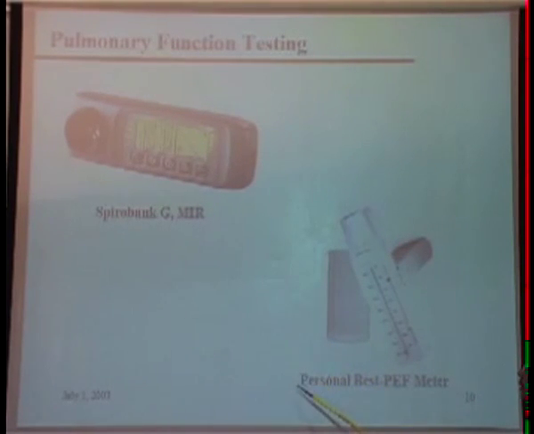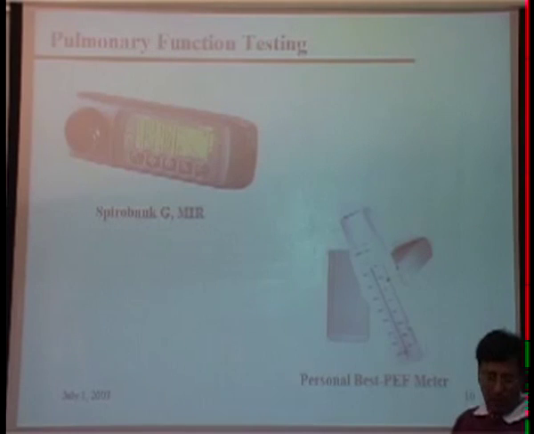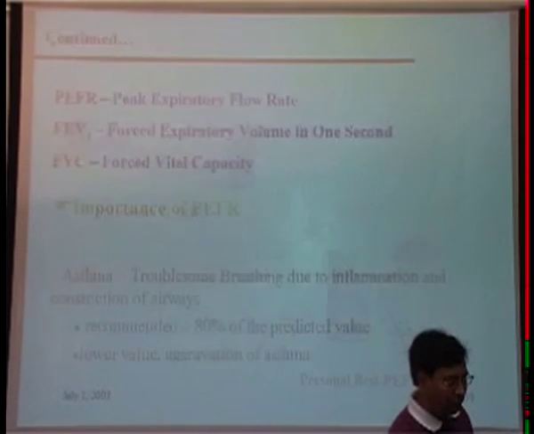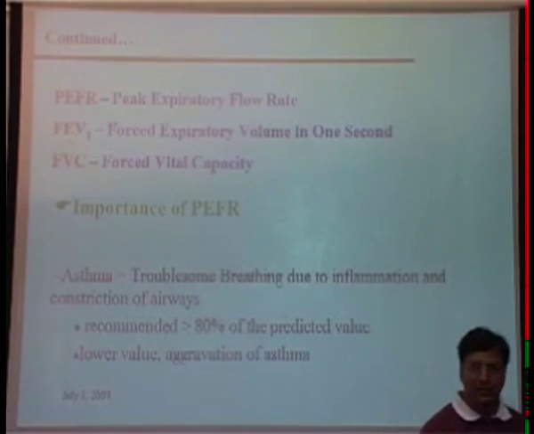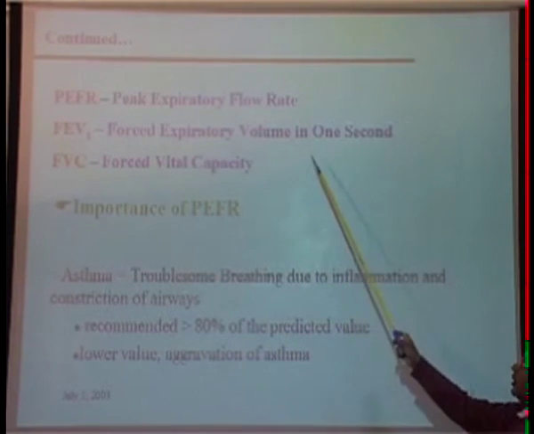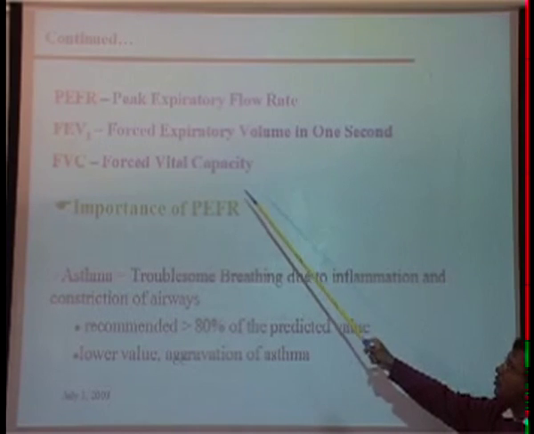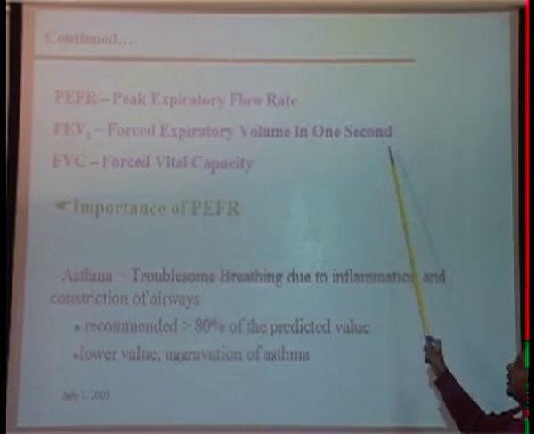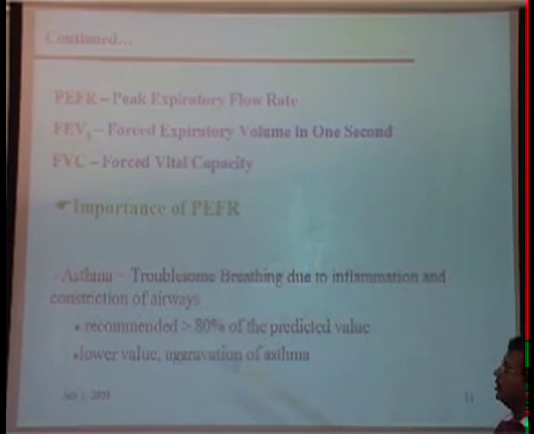So what we might do right now, maybe I should go one step further before we go: what is their significance when it comes to air pollution? Peak expiratory flow rate, which we defined, FEV1 is the forced expiratory volume in 1 second, and forced vital capacity. What is the importance of the PEFR?